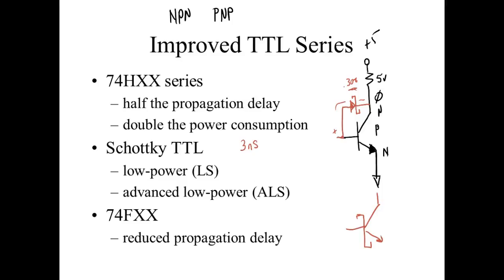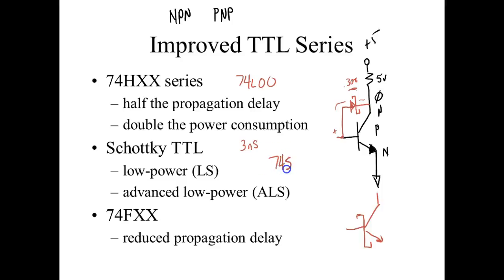Now, what they realized is they came out with a 74L series, and what they did on the L series is they doubled the size of the resistors. So if they doubled the size of the resistors, then the gate would pull half the power, but would run at half the speed. Well, when they came out with the Schottky barrier diode, they came out with 2 series.